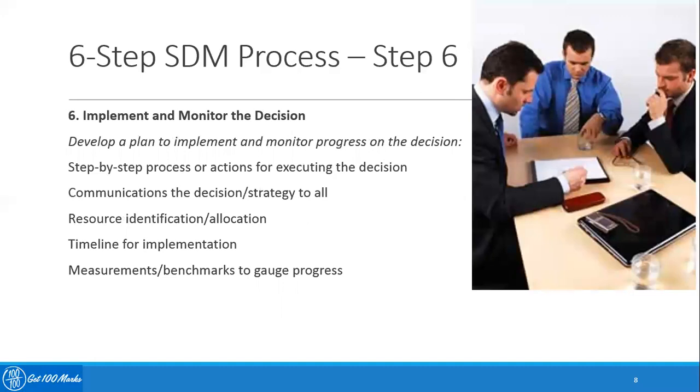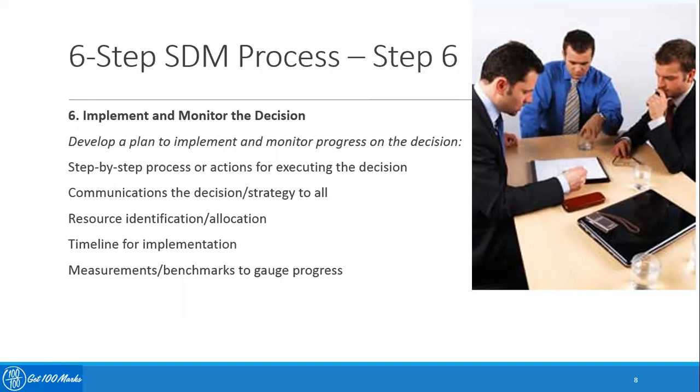And the last step, and the most important, is to implement and monitor the decision. Develop a plan to implement and monitor progress on the decision. Step-by-step process or actions for executing the decision. Communication of the decision or strategy to all. Resource identification and allocation. Timeline for the implementation of the decision. Measurements and benchmarks to gauge the progress.